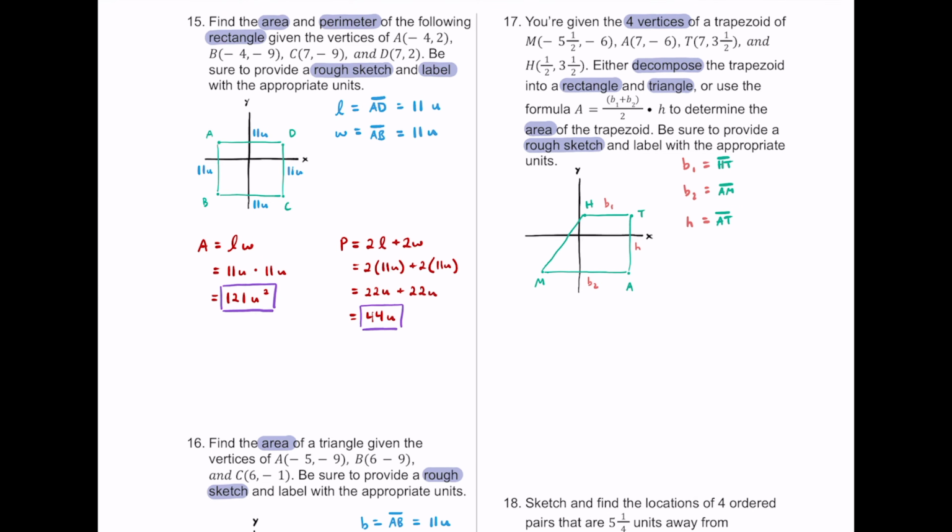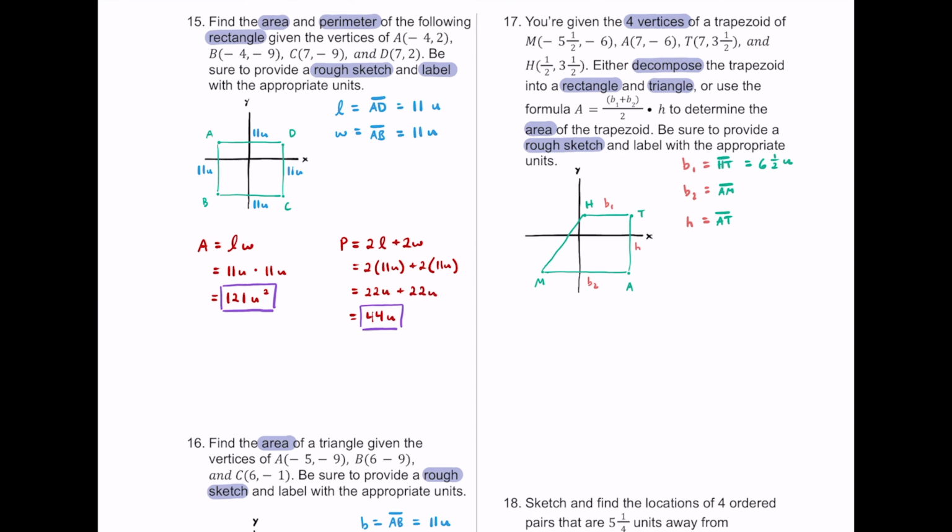Okay, so for HT, let's see, we have H, and then we have T. They have matching Y coordinates of 3.5. So we have to look at their non-matching values, which are 1/2 and 7. They're in the same quadrant, so we're going to subtract their absolute values here. So 7 minus 1/2 is going to be 6.5. So from H to T, or from T to H, that's going to be 6.5 units. Okay, so we can write 6.5 units.